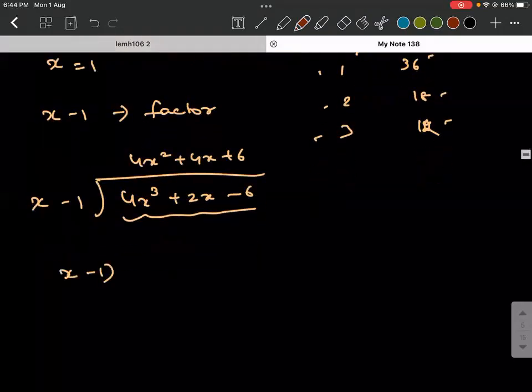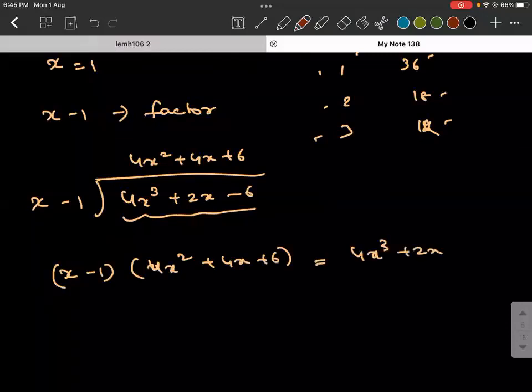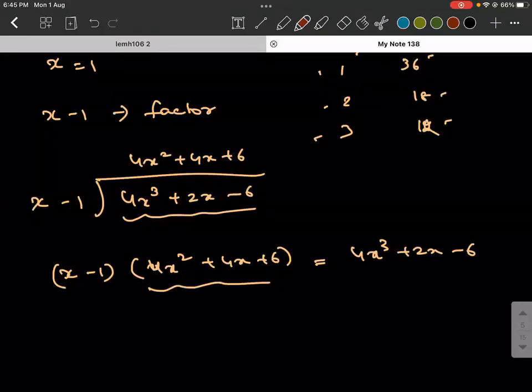And the quotient we need to multiply with the divisor. So what I'm trying to say is x minus 1 into 4x square plus 4x plus 6 is 4x cube plus 2x minus 6. So either one, you know how to factorize it because it's a quadratic equation. When you factorize it, you will get 2 more x values. Out of all the 3 x values, you are the one who is supposed to choose which one will give you the least value by doing the second derivative. Did you understand the method?